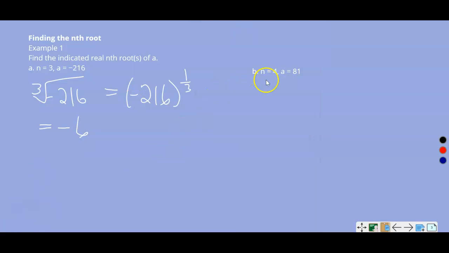All right, B part says nth root of 81, so 4th root of 81. I know that 3 times 3 is 9, and 9 times 9 is 81. So I'm thinking the 4th root of 81 is 3, but because my index is 4, because that number is even, remember we have plus or minus 3, and positive 3 would be our principal root, thinking back to the vocab.